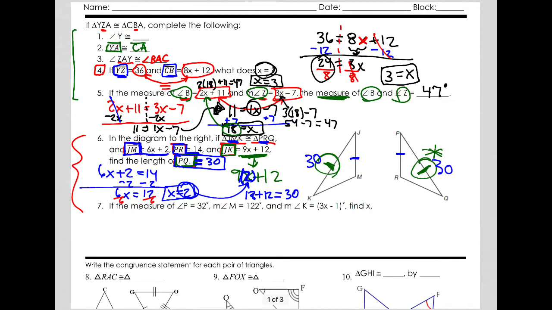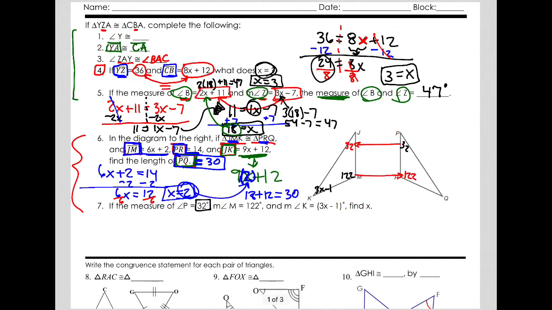Alright, so now number 7, it tells us the measure of angle P is 32. So I'm going to erase what I have marked here so I can actually use the triangles again, because now we're talking about angles. So angle P is 32 degrees, so remember when you get information to go ahead and label it. The measure of angle M is 122. And the measure of angle K is 3x minus 1. So now I can use the whole corresponding idea to fill in some of these blanks. So for instance, 32 is also going to be here. And 122 is also going to be here.